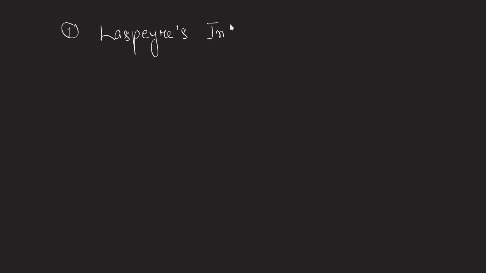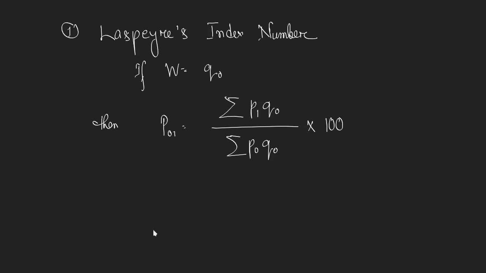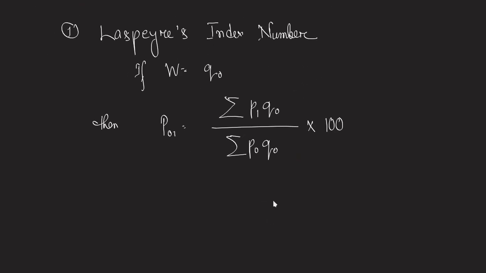Last pair's index number. So if w is equal to q0, if I take the base period quantity as weight, then p01 is summation p1 q0 by summation p0 q0 into 100. Here I have placed q0 in the place of w, so the formula becomes summation p1 q0 by summation p0 q0, and this formula is called Laspeyres' index number.